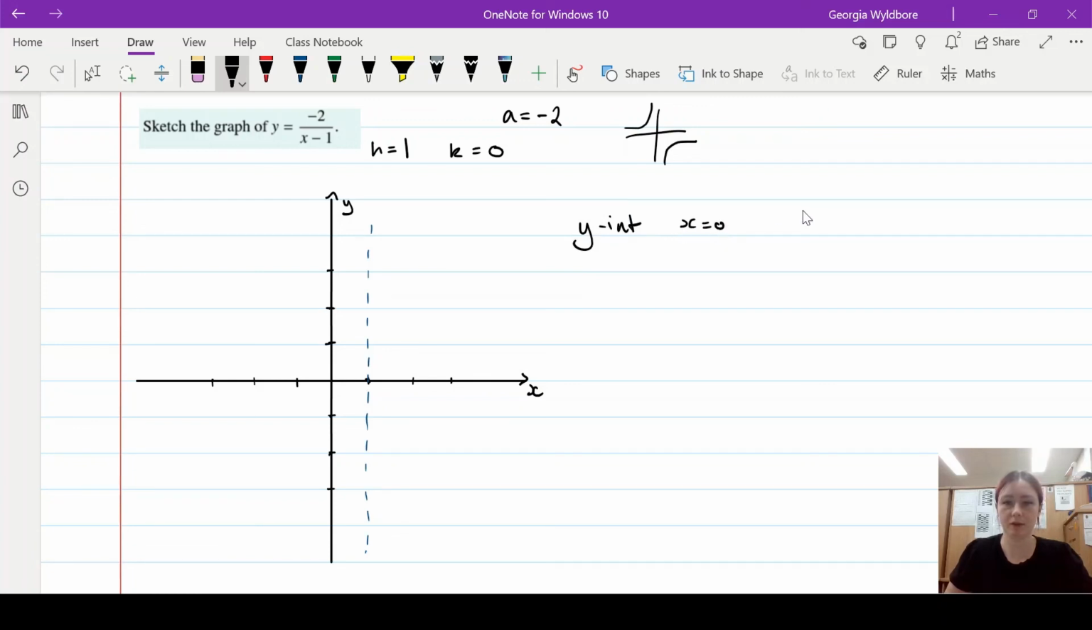So when x equals 0, we get y equals -2 over -1, which is just 2. So we know this point here, we're going to have a y-intercept. So from there, you can just use that to sketch your graph.